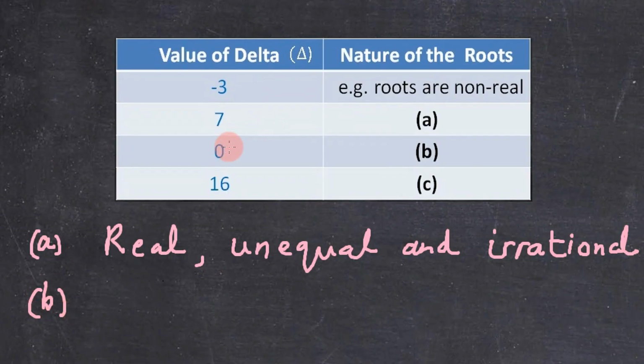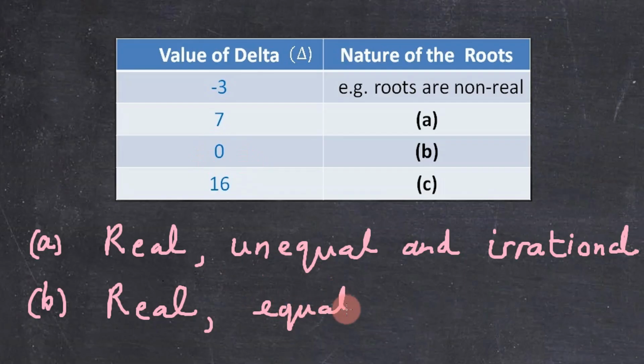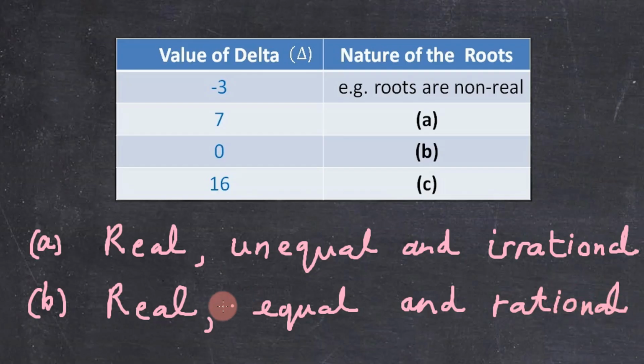So in B, delta is equal to 0. Once again, 0 is not negative, so we know that the roots are real. Of course, delta is equal to 0 means that the roots will be equal as well. And then lastly, 0 is also a perfect square. So we know that the roots will be rational. So real, equal, and rational.